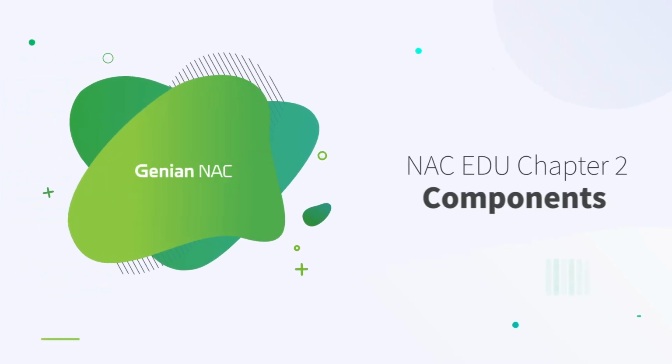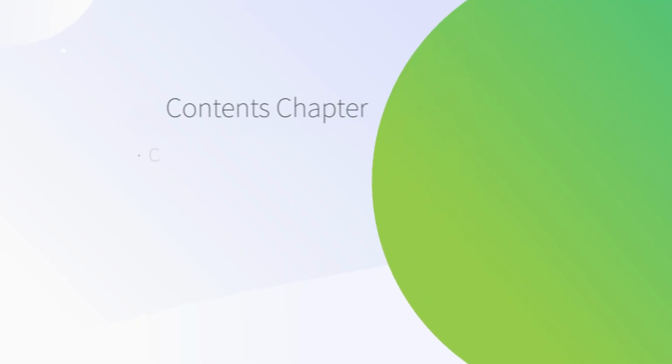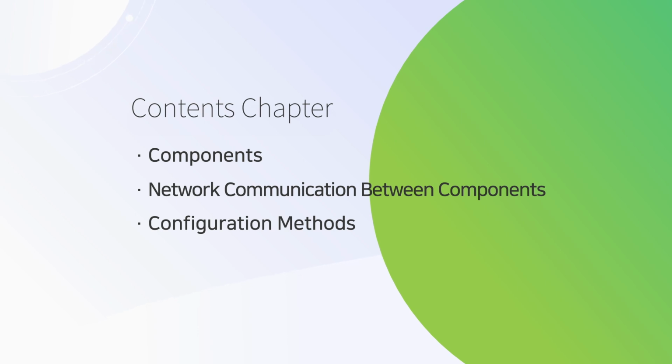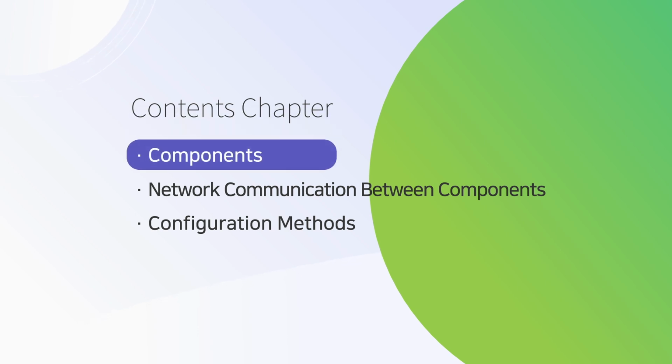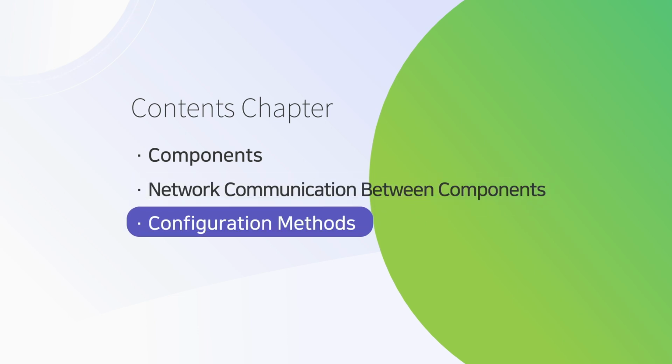In the second training session on Geneon NAC, we will discuss the components that make up the NAC system. This is the table of contents for Chapter 2 educational content. First, product components. Second, product-to-product communication. Third, the composition plan for the policy server and network sensor. Let's proceed in order. In this chapter, we will introduce the components that make up Geneon NAC and explain the functionality of each component.